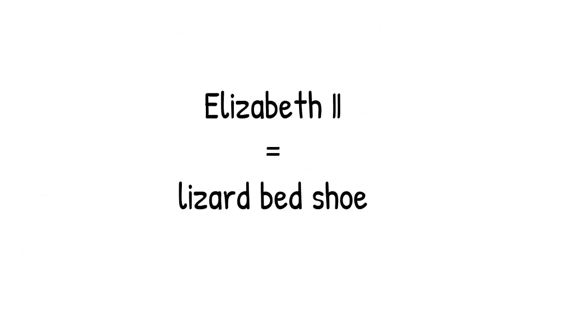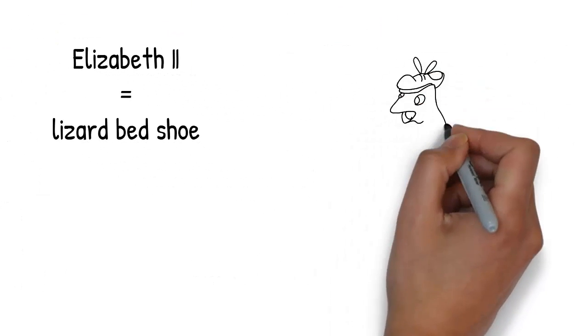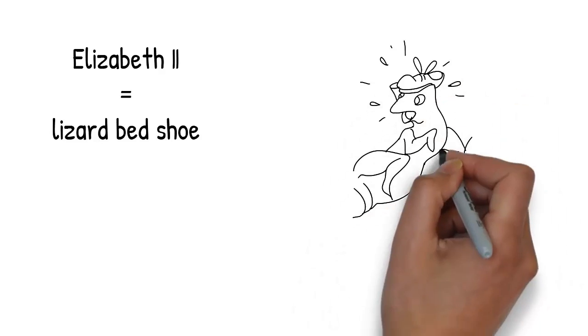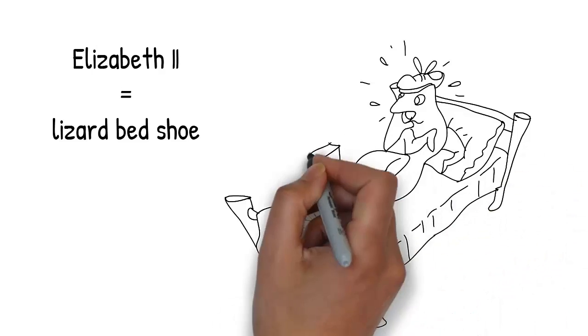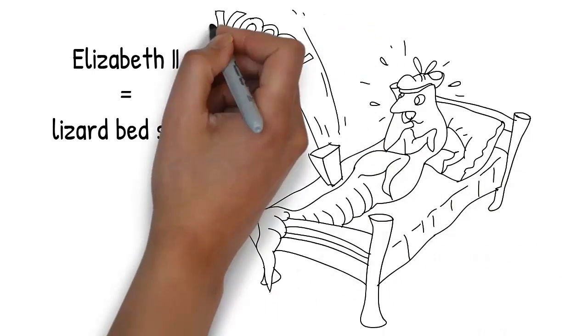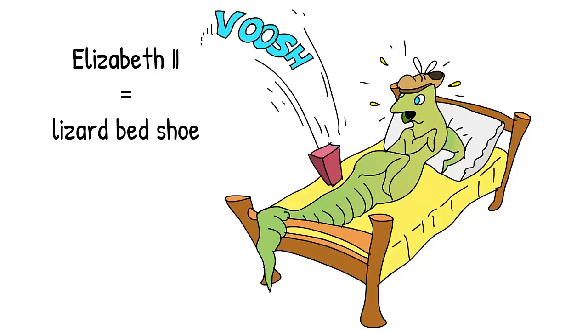Following King George VI was Queen Elizabeth II. Elizabeth II sounds similar to lizard, bed, shoe, and that's what we'll visualize. The bricks thrown by the judge crash into the bed of a lizard. The lizard is lounging back in bed and it's wearing a shoe on its head. Picture that little scene, lizard, bed, shoe, and you'll instantly recall Elizabeth II, or Queen Elizabeth II.